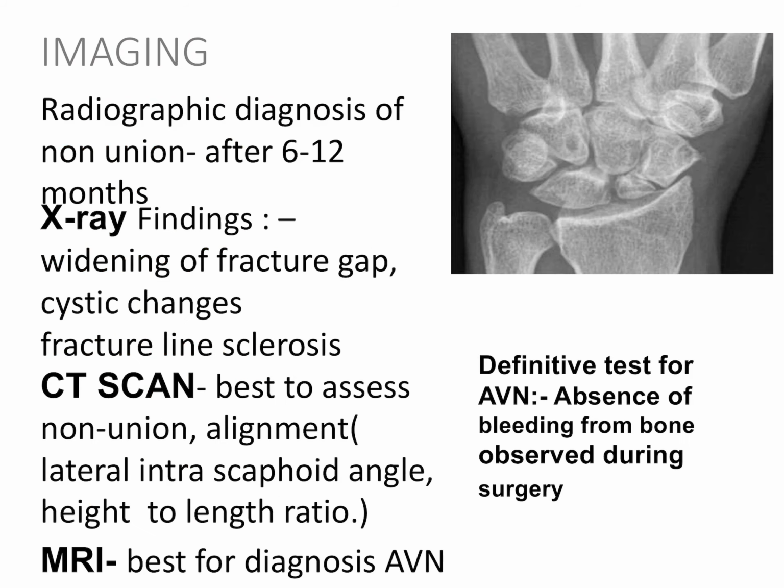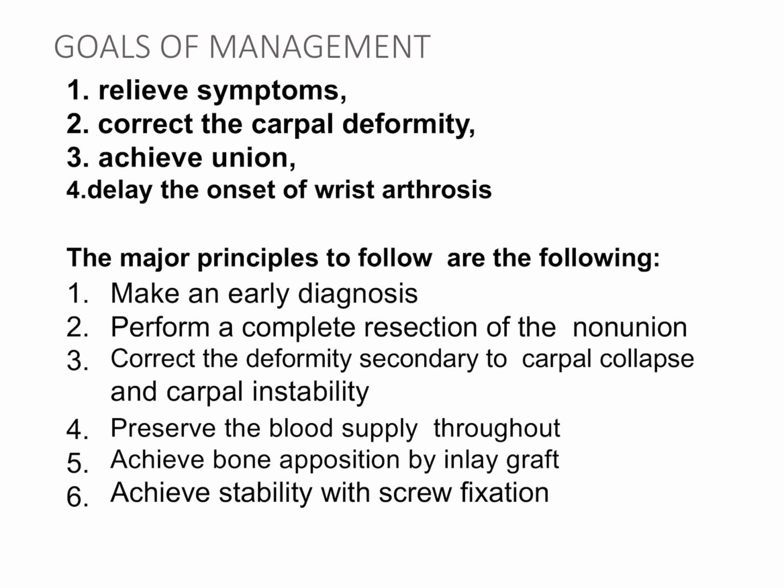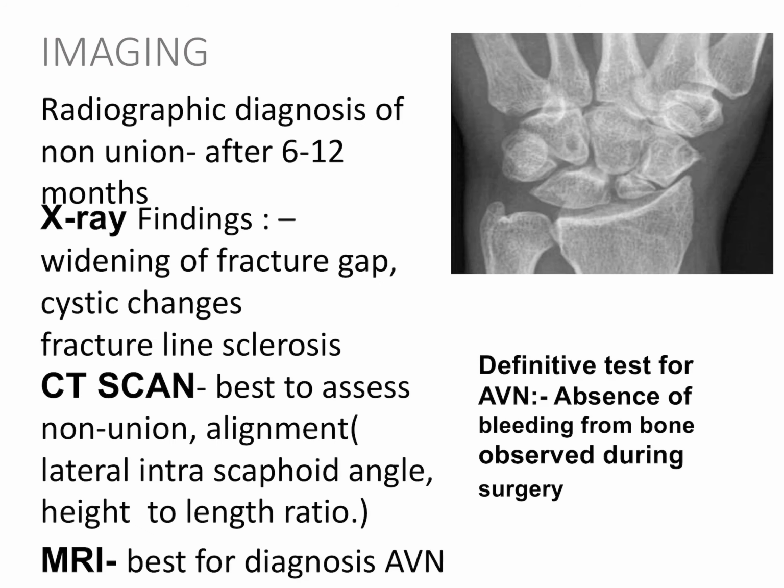Classification of scaphoid non-union, imaging technique. Widening of the fracture gap, cystic changes and fracture line sclerosis are diagnostic X-ray findings. CT scan best assesses the non-union and alignment: lateral intrascaphoid angle, height-to-length ratio. MRI is used for diagnosis of AVN. Next.